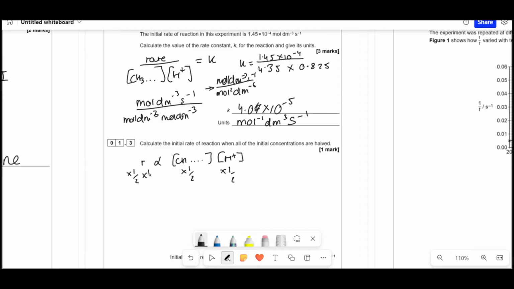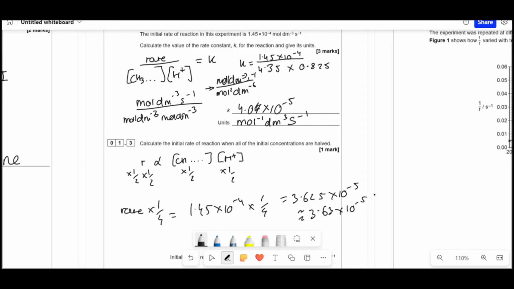So then you times this extra by a half. So then all you've got is just your rate times a quarter, which is going to be the one they've given you, the 1.45 times 10 to the minus 4, times a quarter, or divided by 4. If you do that, 1.45 times 10 to the minus 4 gives you 3.625 times 10 to the minus 5, which is roughly 3.63 times 10 to the minus 5.